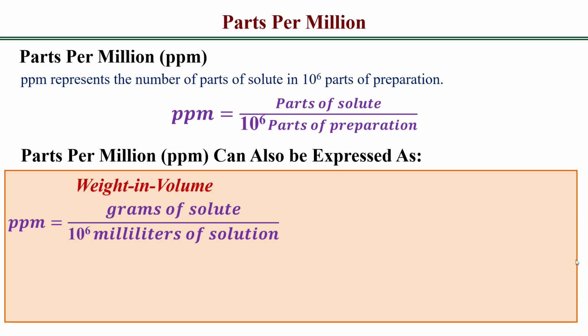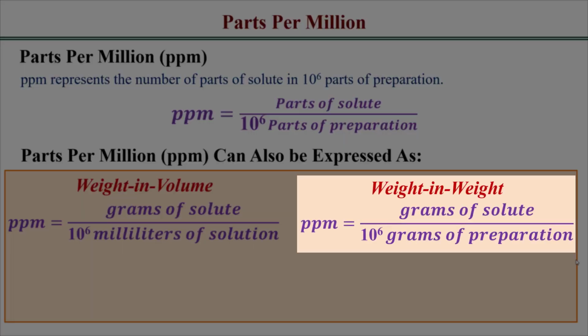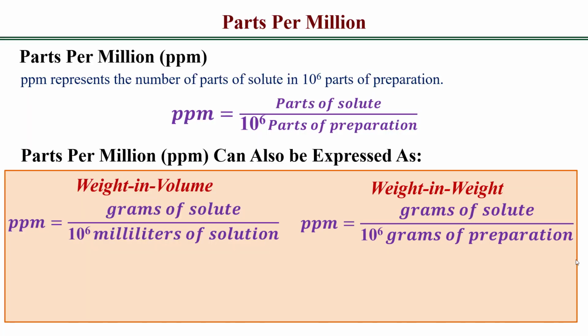The first would be weight in volume. If you have a weight in volume, then you can rewrite the original equation so that PPM is equal to the grams of solute in a million milliliters of solution. When you have weight in weight, PPM is equal to the grams of solute in a million grams of preparation. For weight in weight, you could also have kilograms of solute in a million kilograms of preparation. The units must be consistent in the numerator as well as in the denominator.